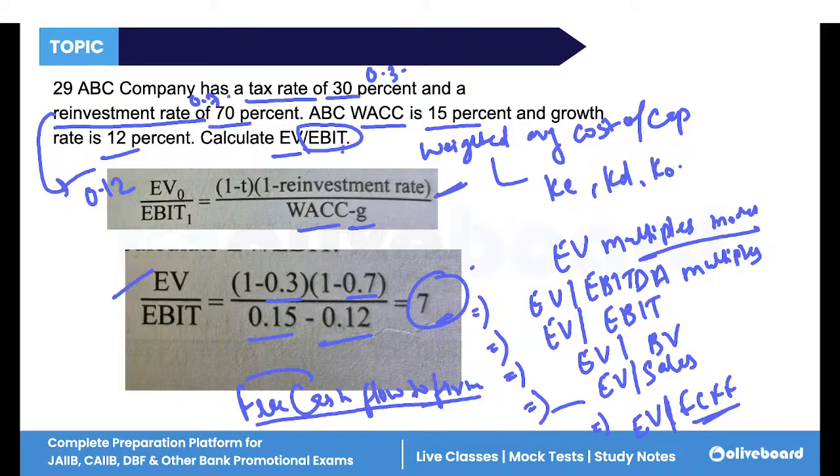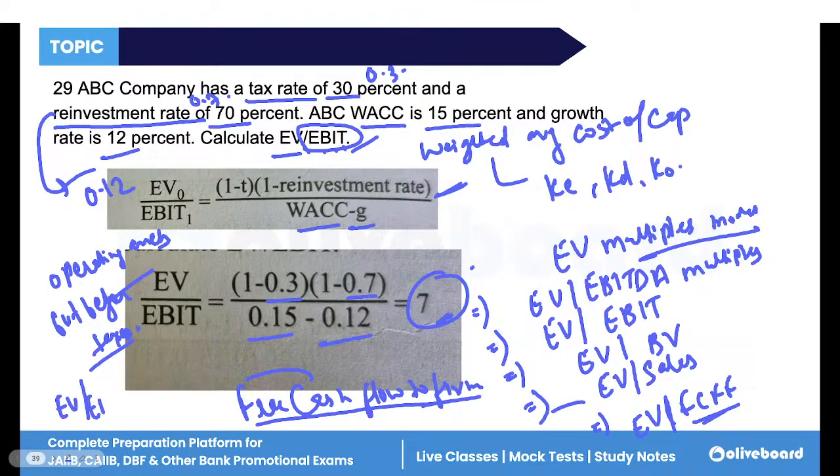So EV upon EBIT is what? This ratio is defined as enterprise value upon earnings before interest and taxes. And earnings before interest and tax is earning from what? From your operating assets, but before tax. So we can write one formula, that is EV upon EBIT, 1 minus tax rate.